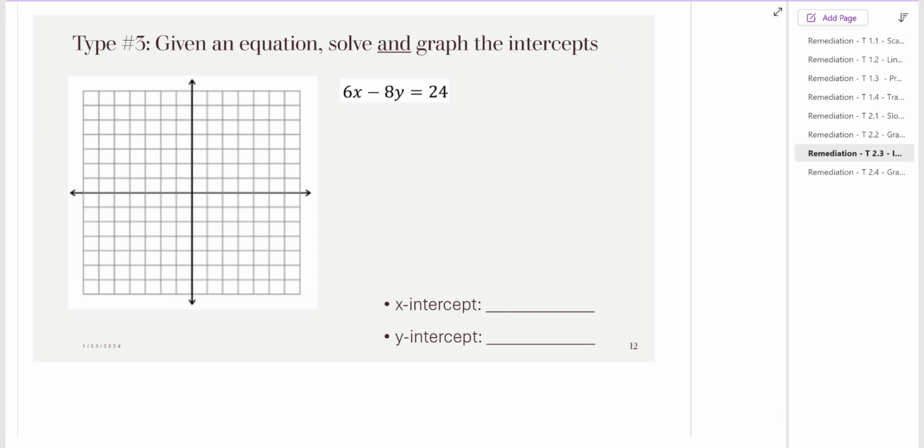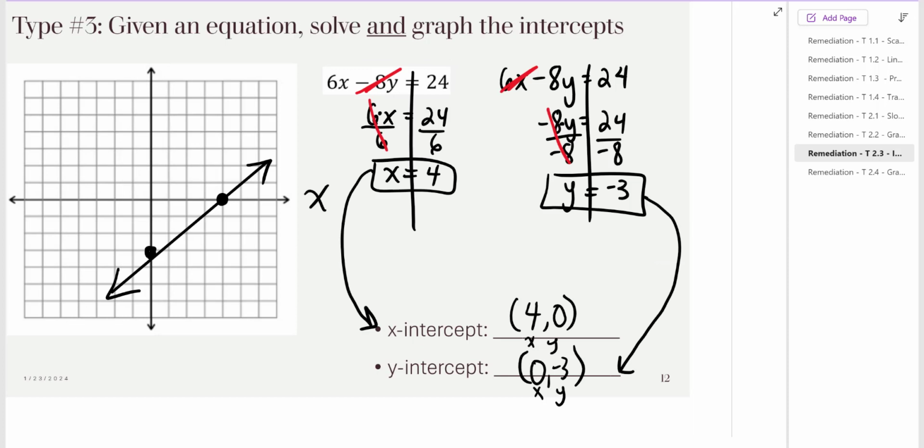The last practice is type number 3. You're given an equation you need to solve and graph the intercepts. Try without looking at your notes first, and then check your answer in this video. Alright, here's the final answer. The x-intercept is 4. The y-intercept is -3. Don't forget to draw the graph and draw the line.